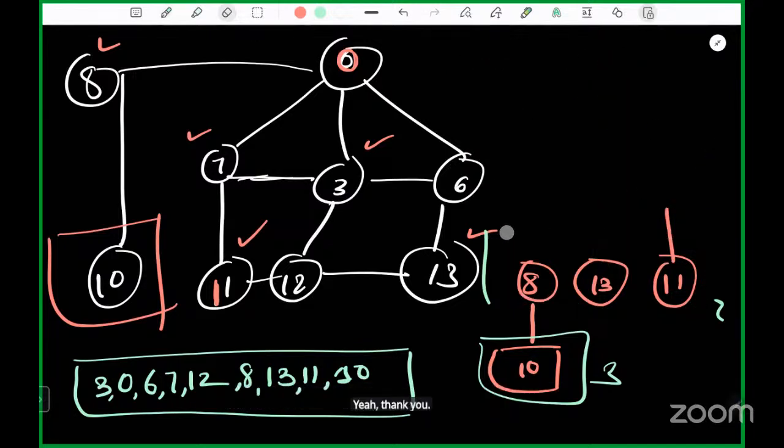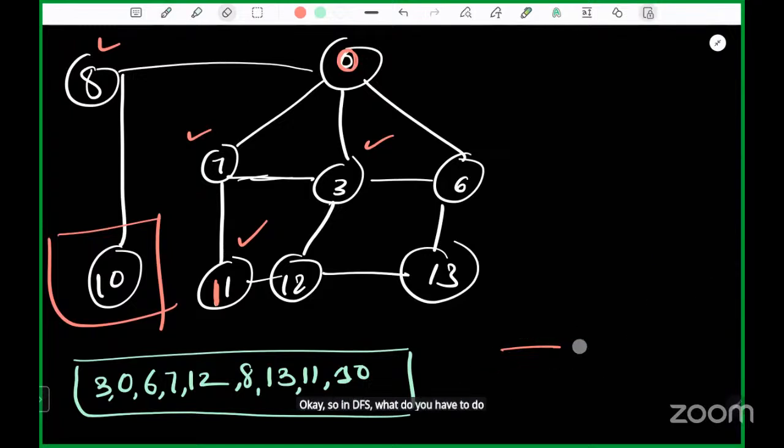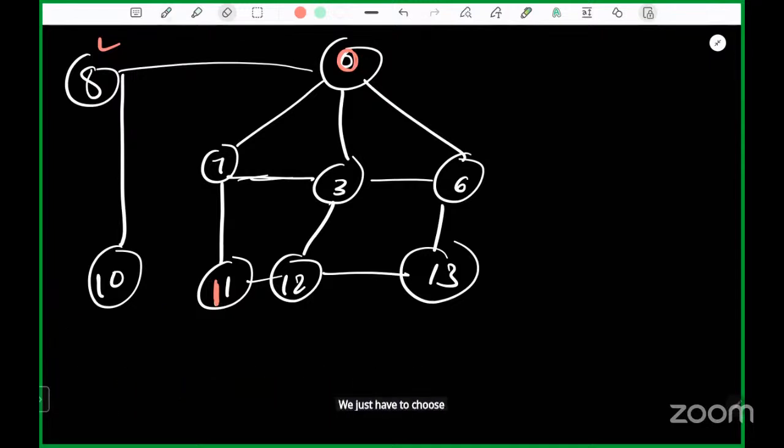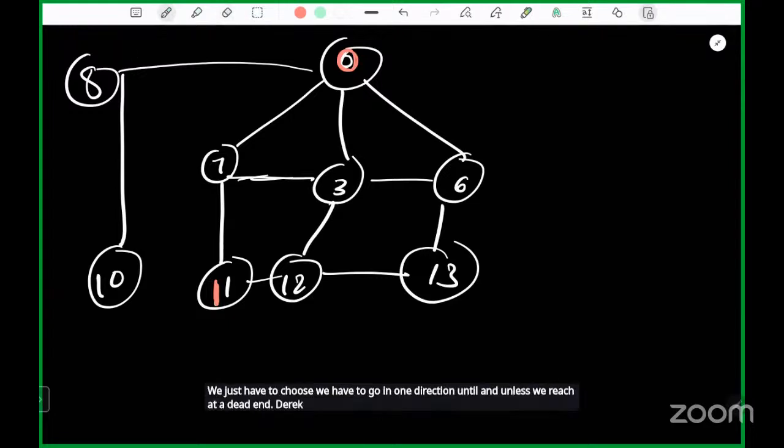Okay, so in DFS, what you have to do, you have to go in random order. Random order means there are several choices we have. We just have to choose. We have to go in one direction until and unless we reach a dead end. Dead end means there is no new vertex to visit. Okay, so let's start a DFS scan here.